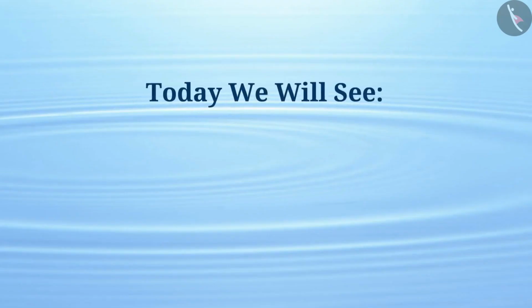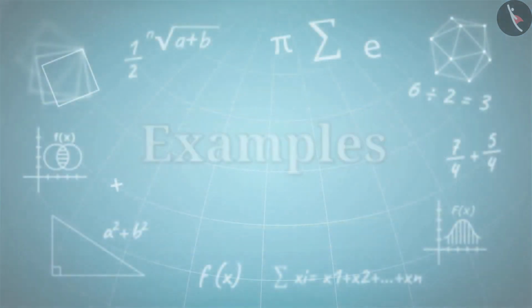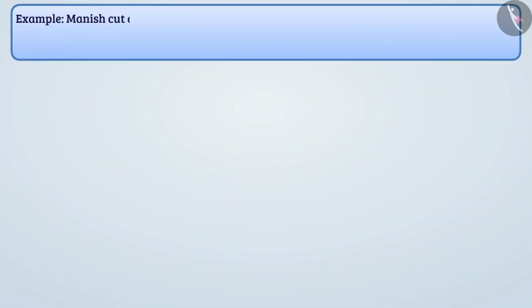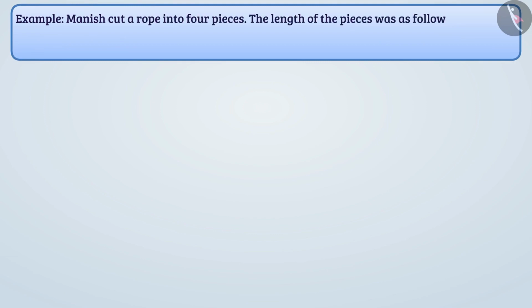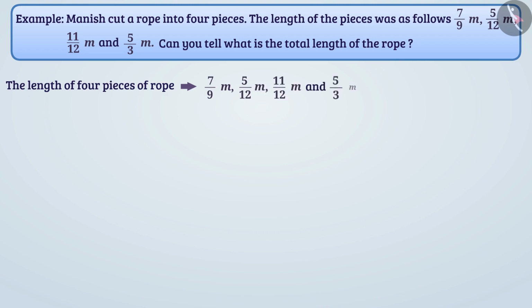Today we will see examples related to associative property of different operations on rational numbers. Manish cut a rope into 4 pieces. The length of pieces was as follows. Can you tell what is the total length of the rope? The length of 4 pieces of rope is 7/9 meter, 5/12 meter, 11/12 meter and 5/3 meter.